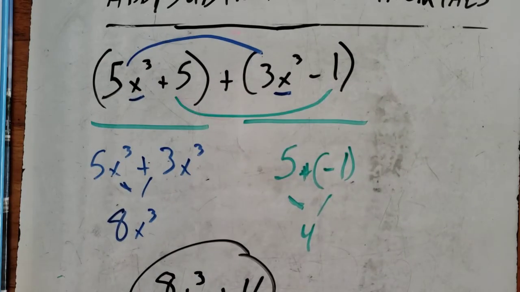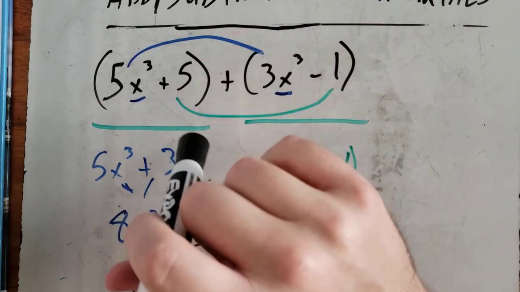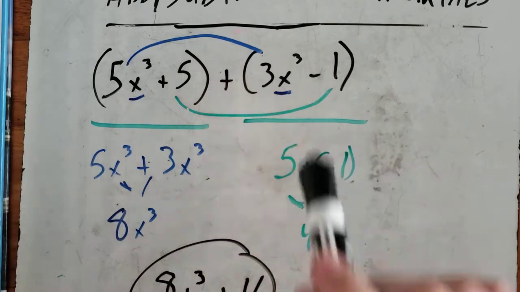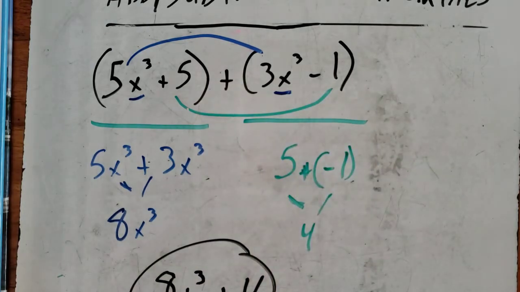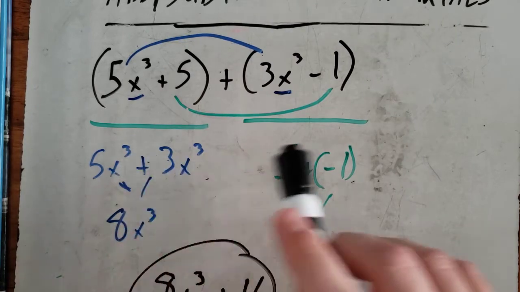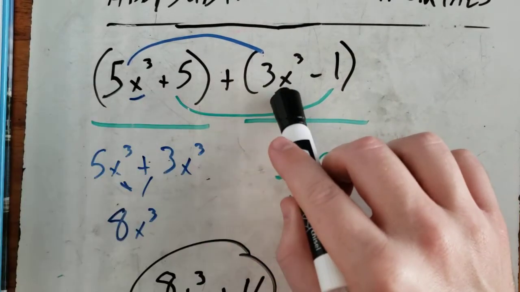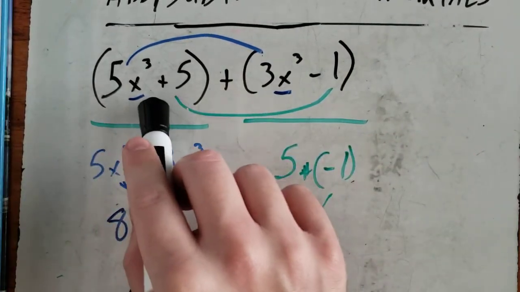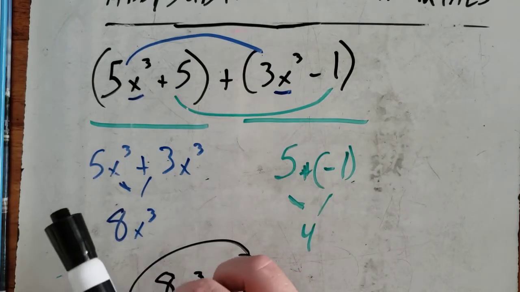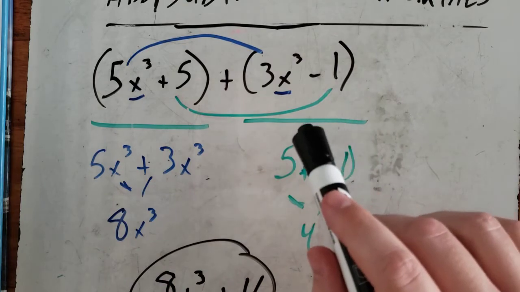So, once again, to reiterate, we have two things here: 5x to the third plus 5, and 3x to the third minus 1. What we're doing is we can only combine the like terms. We have x to the third here, x to the third here. We can't combine that with this one, because that has an x and that one doesn't. So we have to do the same thing on the other side.